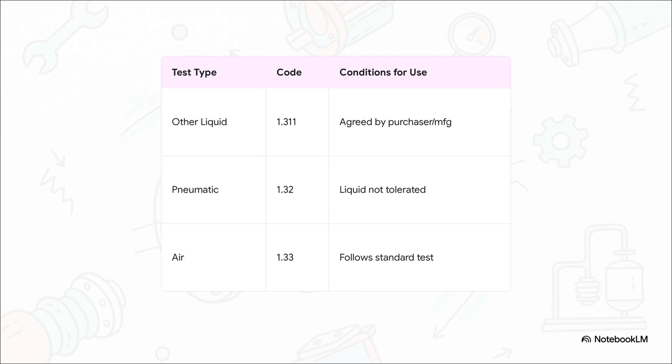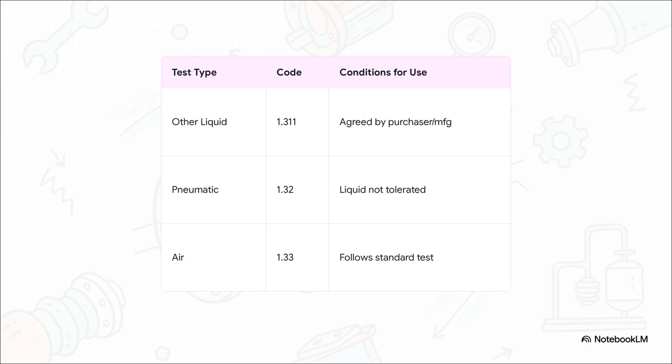TEMA does allow for alternative testing methods, but they come with some really strict conditions attached. Under Code 1.311, you can use other liquids, but only if both the purchaser and manufacturer agree on it. Now, if liquid literally cannot be tolerated at all, Code 1.32 allows for a pneumatic test using air or gas at room temp. But listen, the standard issues a grave safety warning here. Air or gas is officially recognized as hazardous when used as a pressure testing medium, so it's serious business.